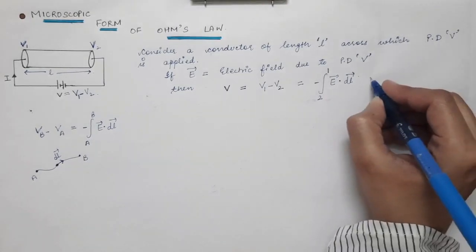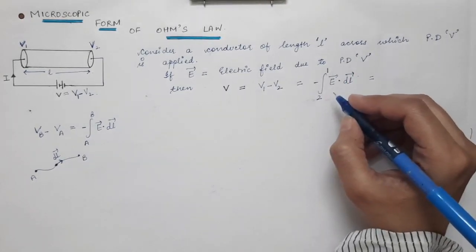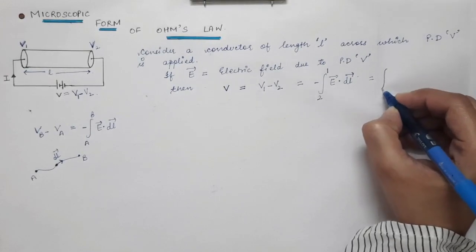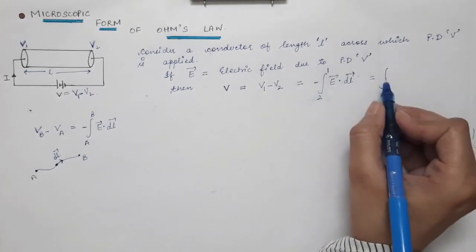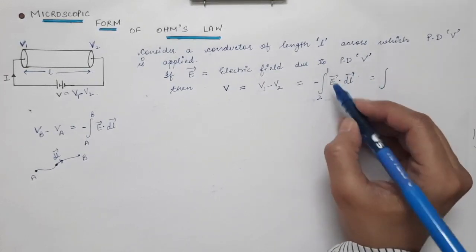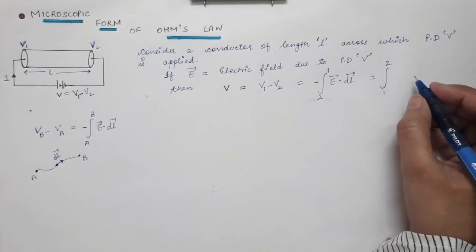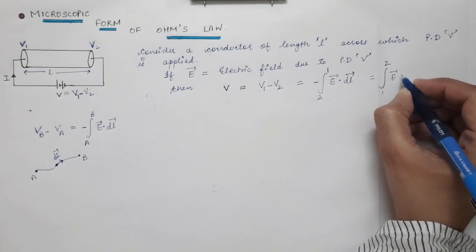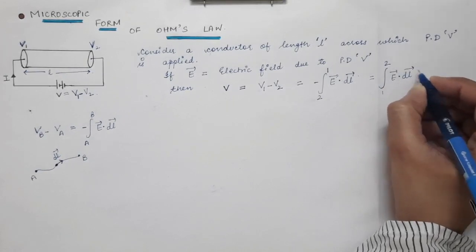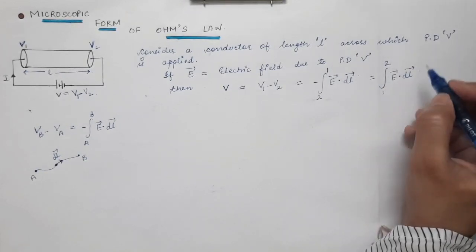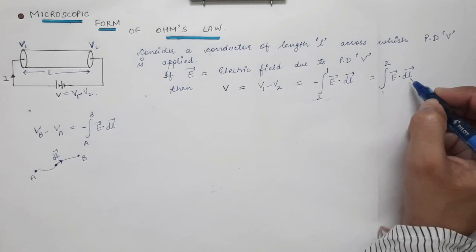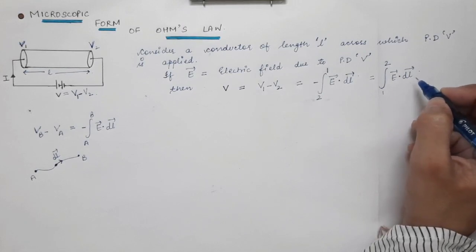And then we will inverse the limits of the integral. So this negative sign will be changed to positive, and we will have the limits from 1 to 2. The E vector dot product with the DL vector will remain as it is. Now what is this DL vector? DL vector is a small length element.